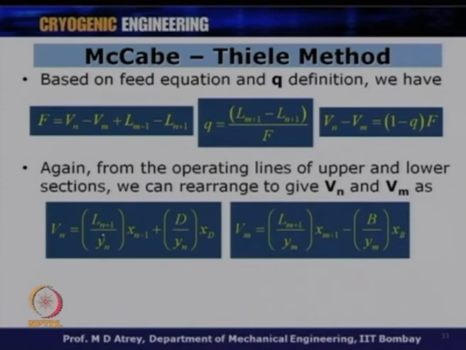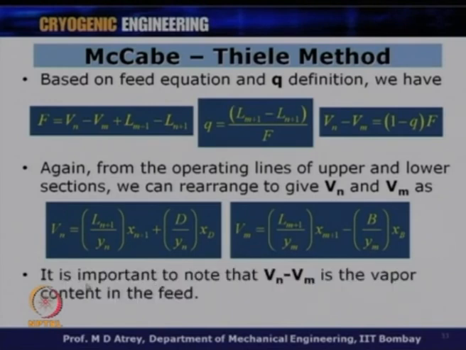So, I got two expressions for Vn and Vm, and from here it is very important to note that Vn minus Vm is the vapor content in the feed. We have just seen that. So, Vn minus Vm is going to be the vapor content in the feed if we are writing this equation for the nth and mth plate, which we have defined earlier.